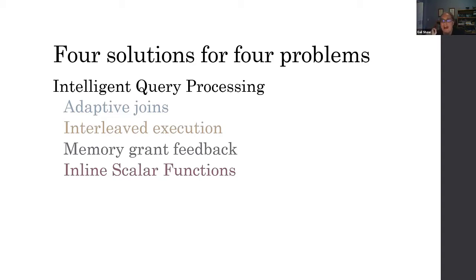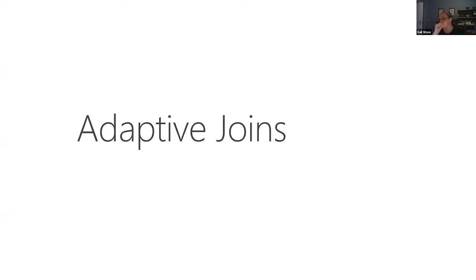So there are 4 aspects to intelligent query processing that I'm going to be talking about tonight. And they are adaptive joins, interleaved execution, memory grant feedback, and my favorite 2019 feature, inline scalar functions. Favorite for a couple of reasons. One being that it blows up quite badly in some cases. Let's start with the first of those, the oldest one, adaptive joins.